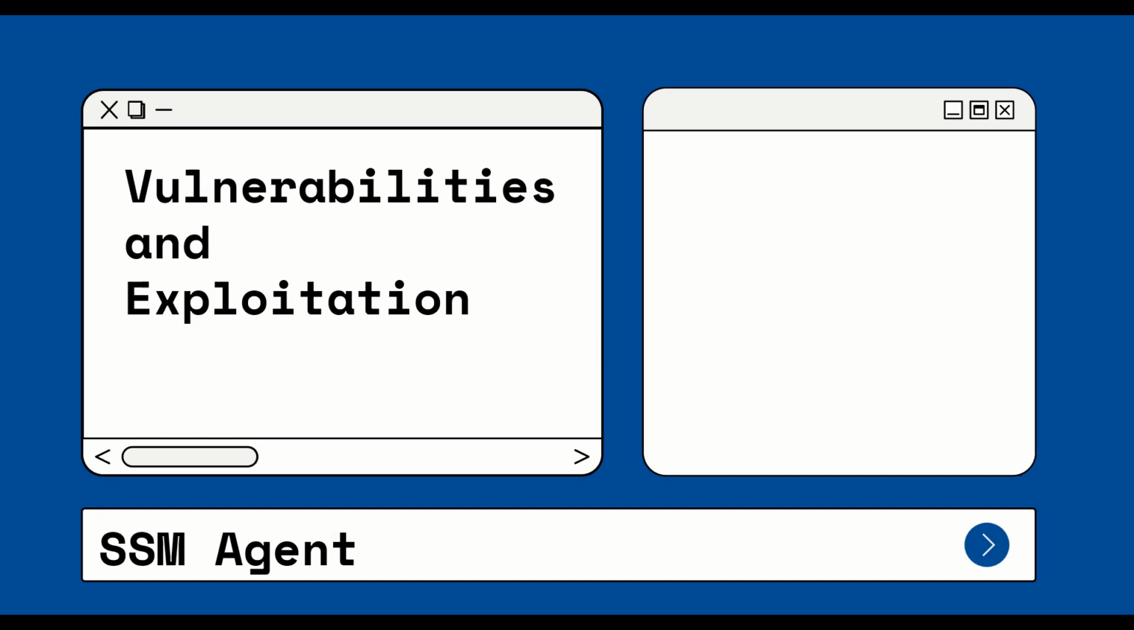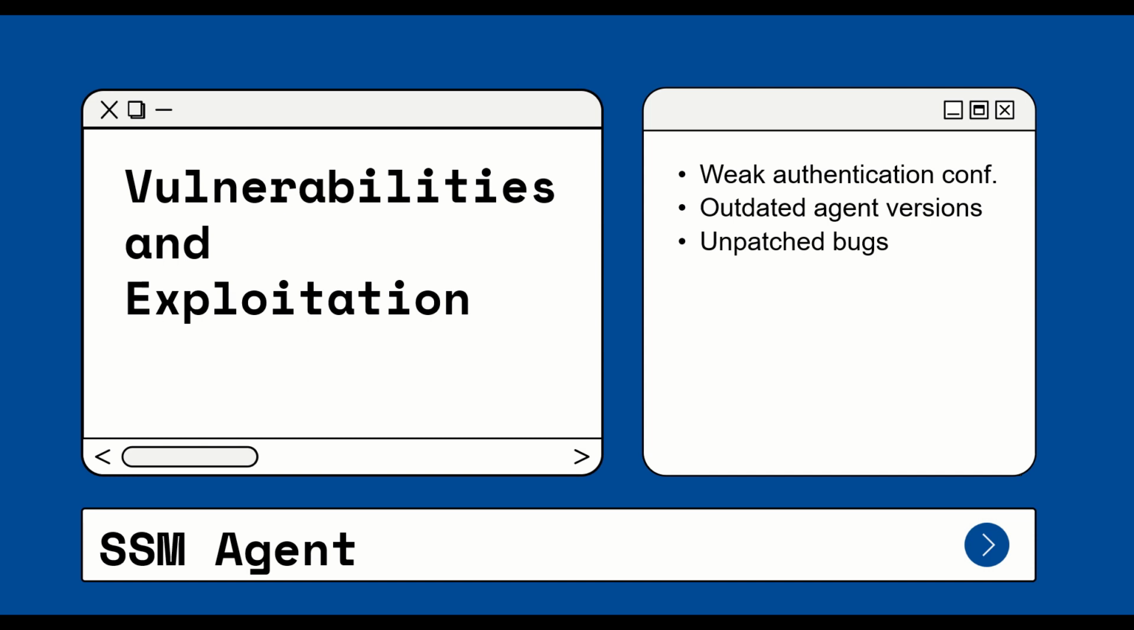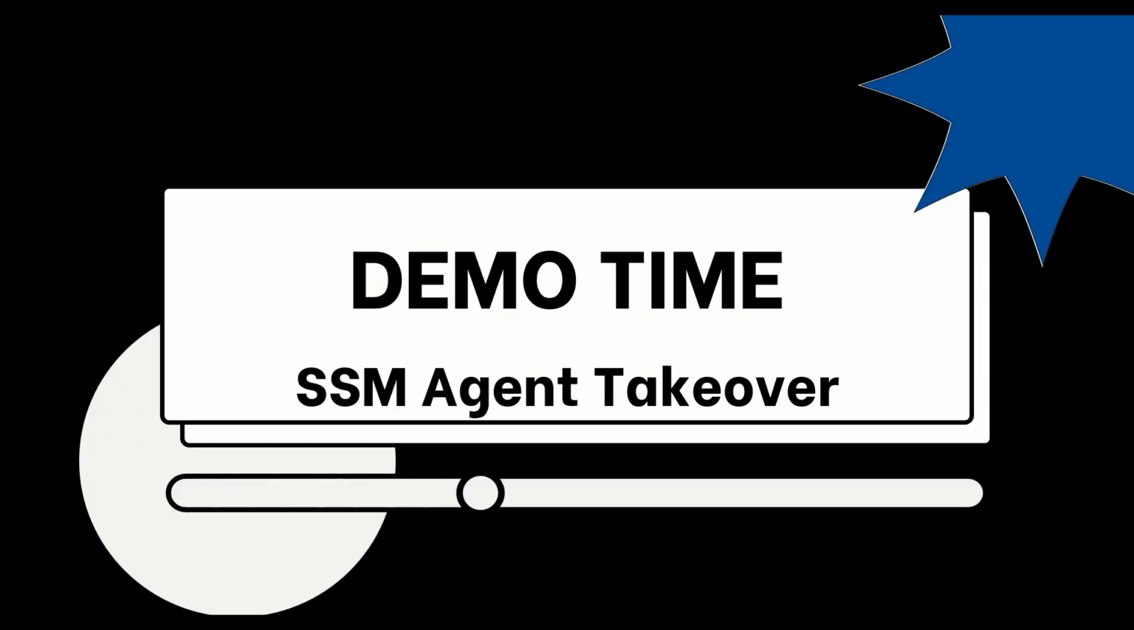Now let's move on to the vulnerability and exploitation, the most important part. Let's take a closer look at the vulnerabilities that attackers commonly exploit to carry out the SSM agent takeover attack. Common vectors include weak authentication configuration, outdated agent versions, or even unpatched vulnerabilities within the agent itself. Attackers exploit these weaknesses to gain a foothold and take control of the instances. So let's move on to the demo part so you will get a better understanding.